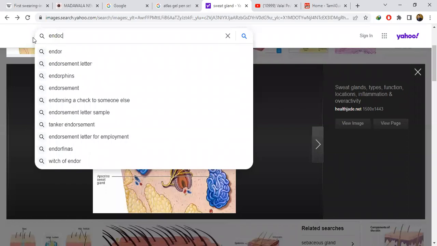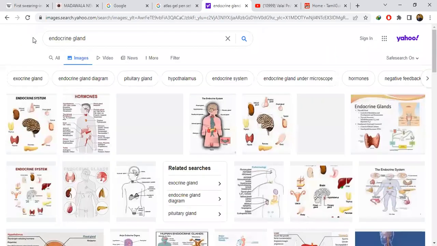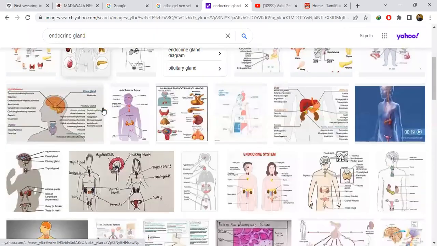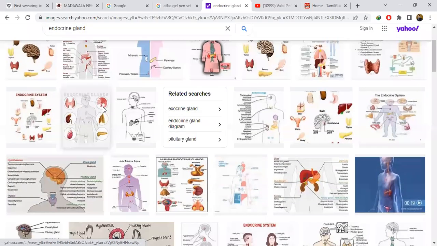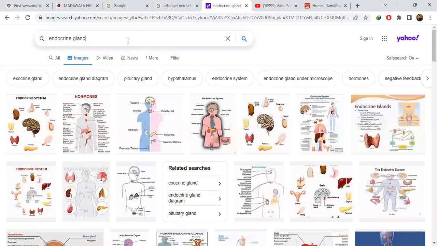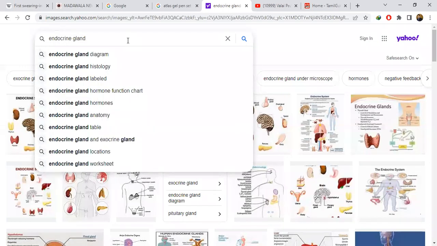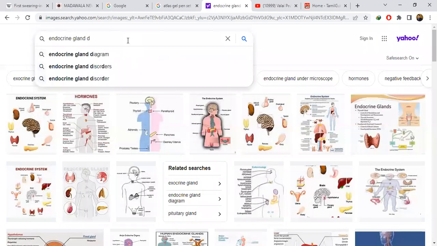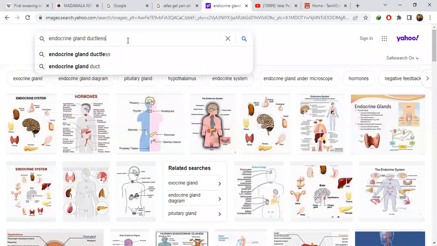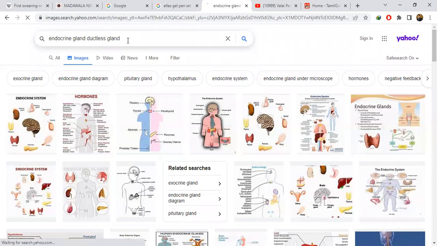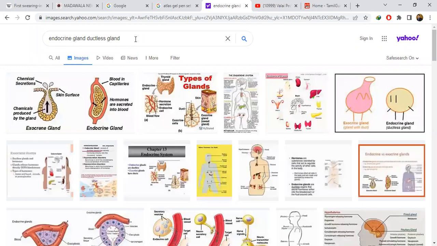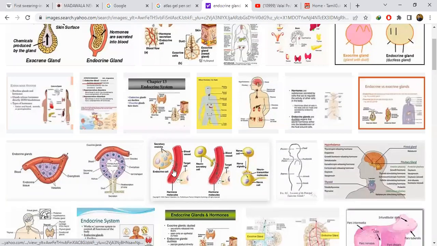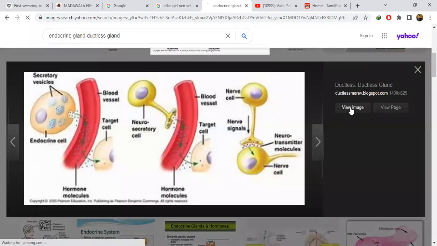ducts. Endocrine gland. If you take an endocrine gland, it is also called a ductless gland. Ductless gland, right? In this case, this is a nice picture.